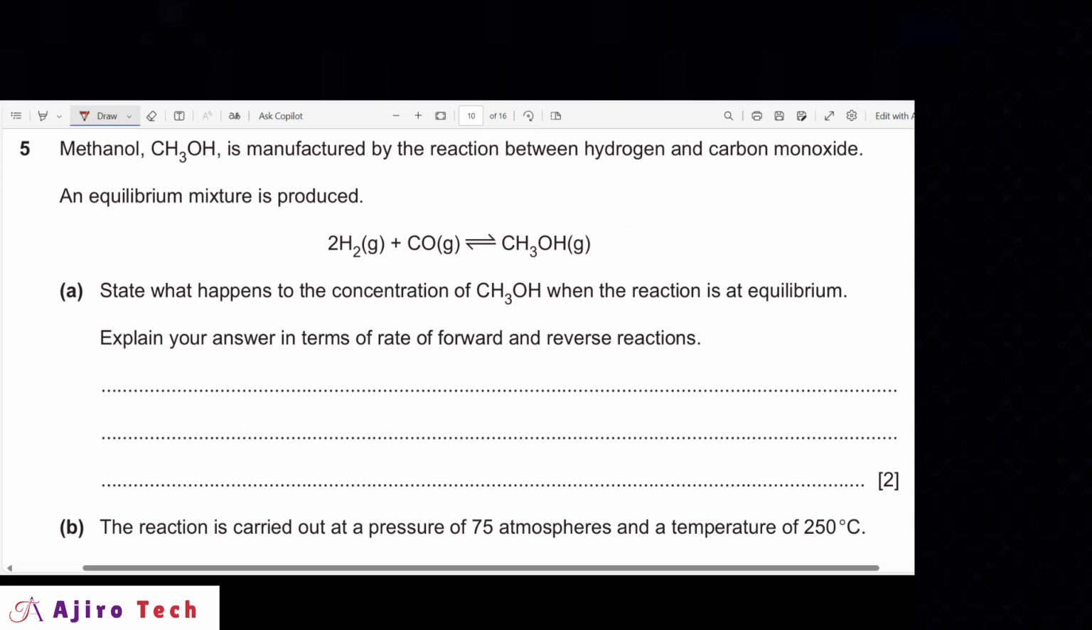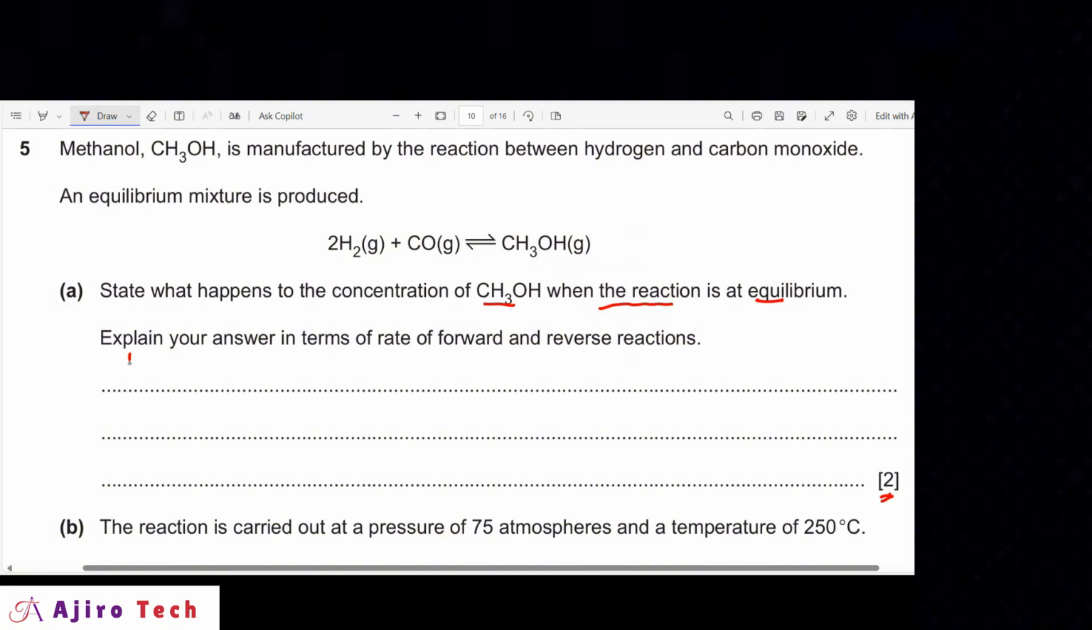So methanol is manufactured by the reaction. Okay, we have this reaction. Here's what happens to the concentration of the methanol when the reaction is at equilibrium. Explain your answer in terms of rate of forward and reverse reaction. Now, this is a two-marker question. Basically, what this question is saying is define equilibrium. That's just it. So remember, when we have to define equilibrium, there are two definitions that you have to use to get 2 marks.